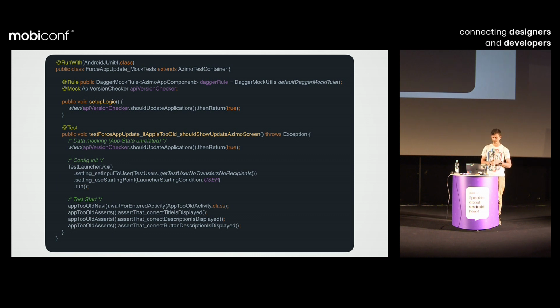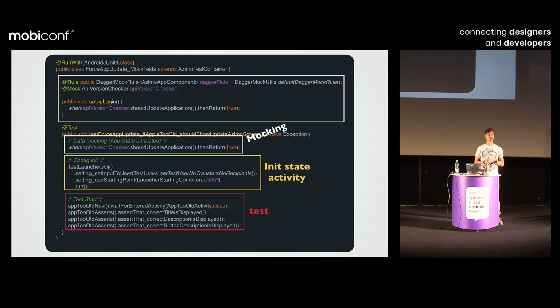And here you can see an example of an integration test. This is a very simple case that is checking that we are showing the pop-up or the screen asking the user to update the app. And besides the virtual device step, which is configured by our Python scripts, here you can see the remaining three phases of the integration test. So there is mocking, the init state activity, and there is the real test.